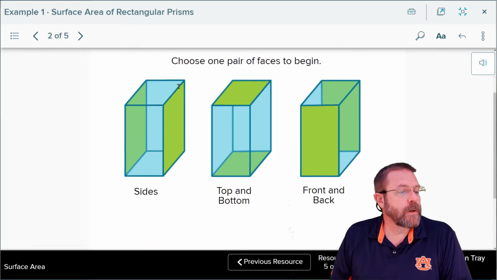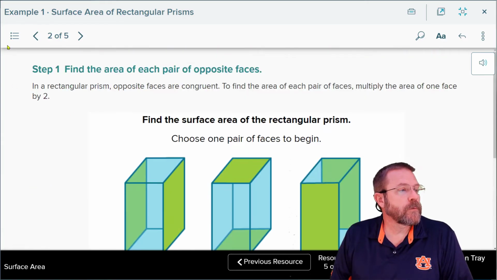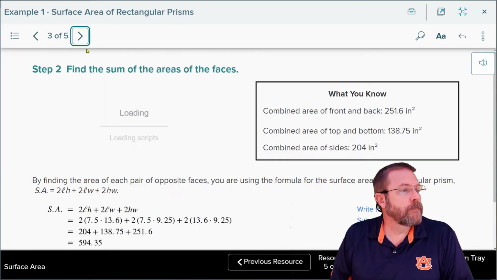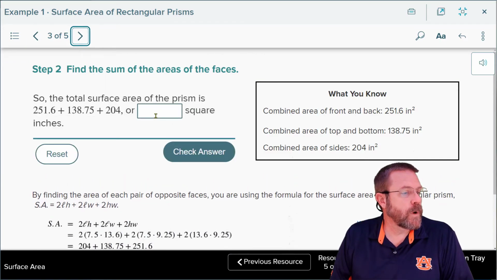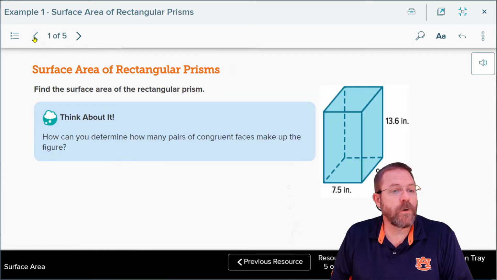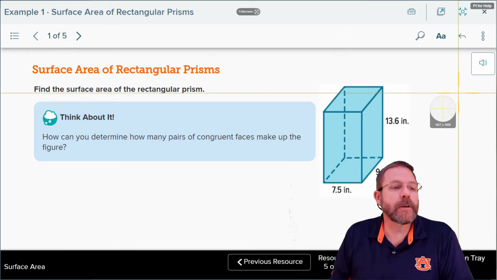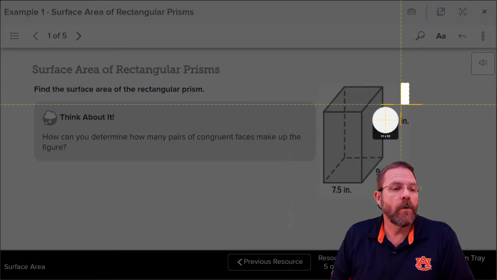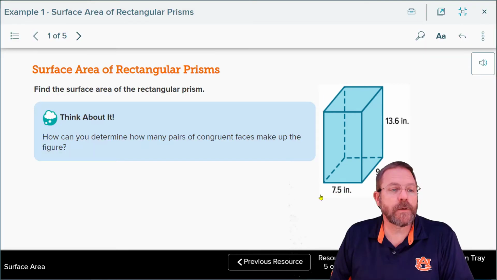And from there, what are we going to do next? We're going to find the sum of them. Wow, I just really don't like what they're doing. So we're just going to take a step back. They're overwhelming you with too much. So we're going to go a little old school, make our net, do this the proper way, and show all of our work.